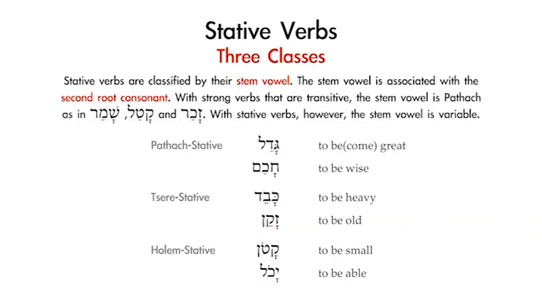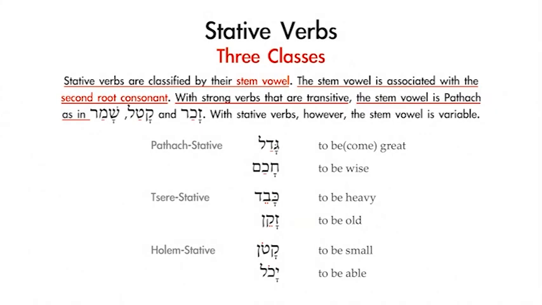Now that we've covered the basic meaning and form of the paradigm verb katal for the Qal Perfect strong verb, let's discuss the stative verbs. The first thing you need to know is that there are three classes of stative verbs. Stative verbs are classified by their stem vowel. Now, what's the stem vowel? The stem vowel is associated with the second root consonant. That is, the stem vowel will be the vowel that appears under the second root consonant before the third root letter. With strong verbs that are transitive, the stem vowel is patach, as in shamar, katal, and zakar.